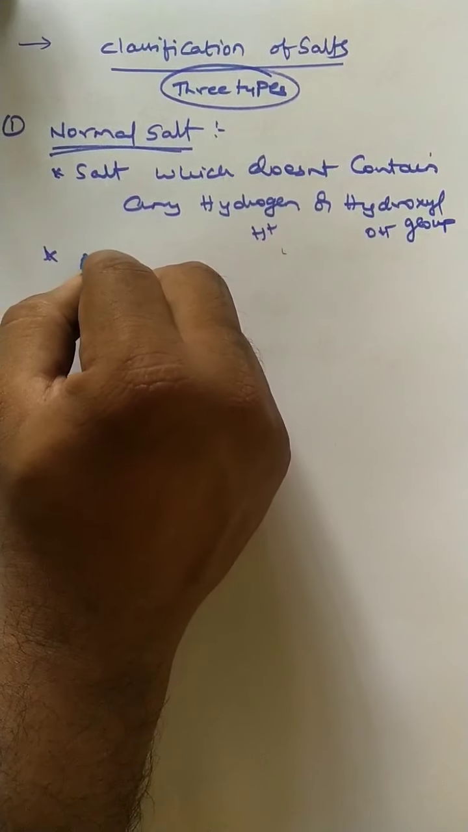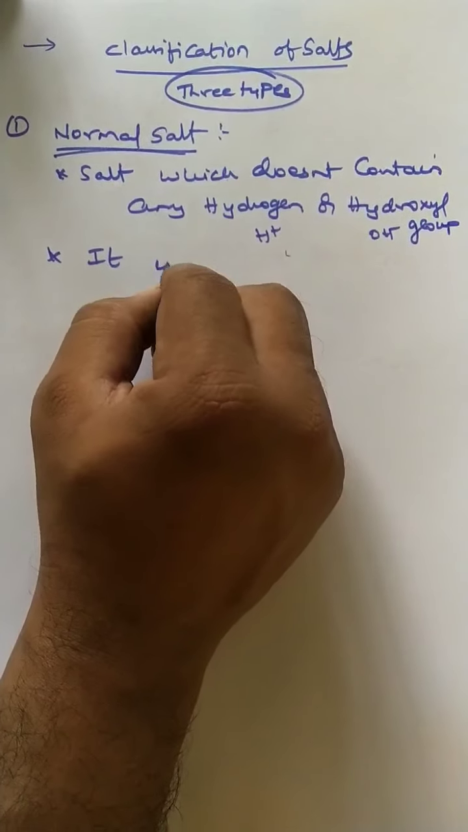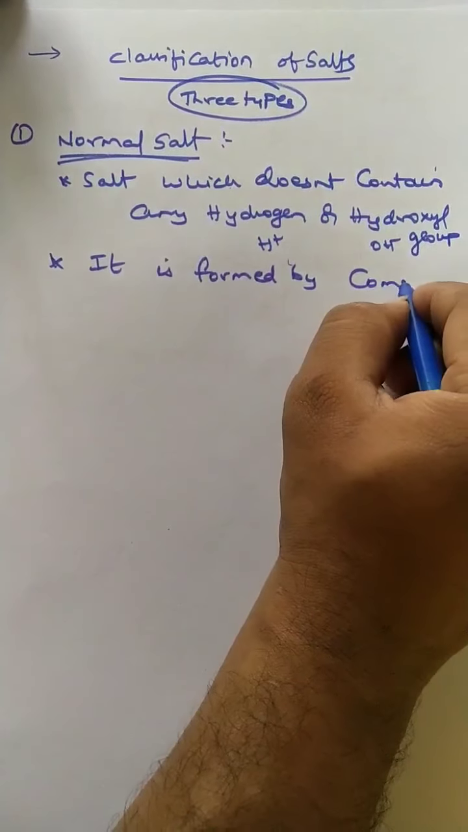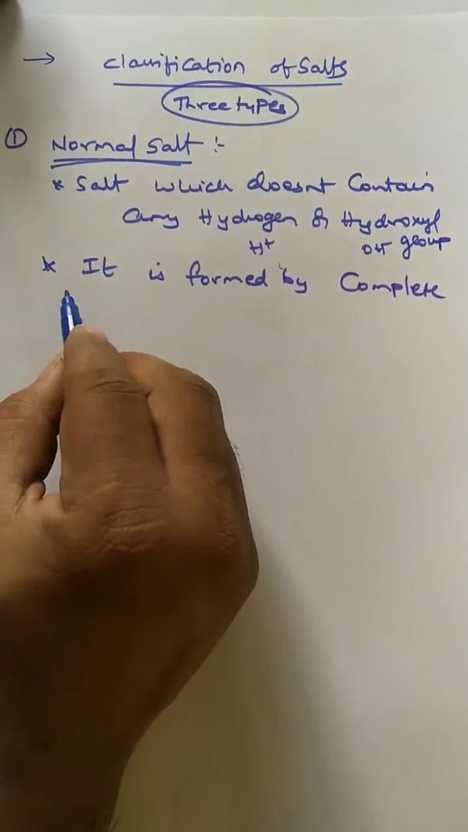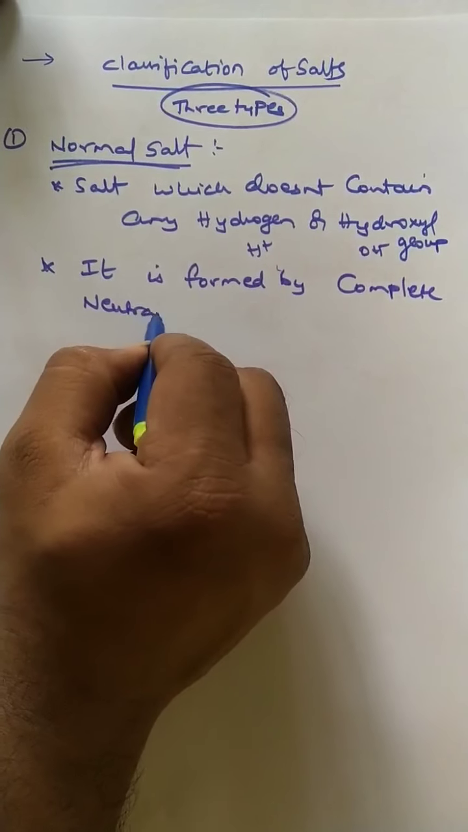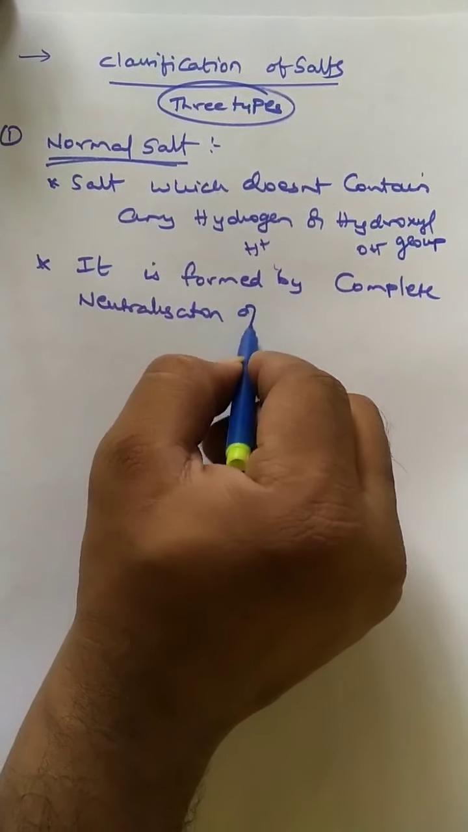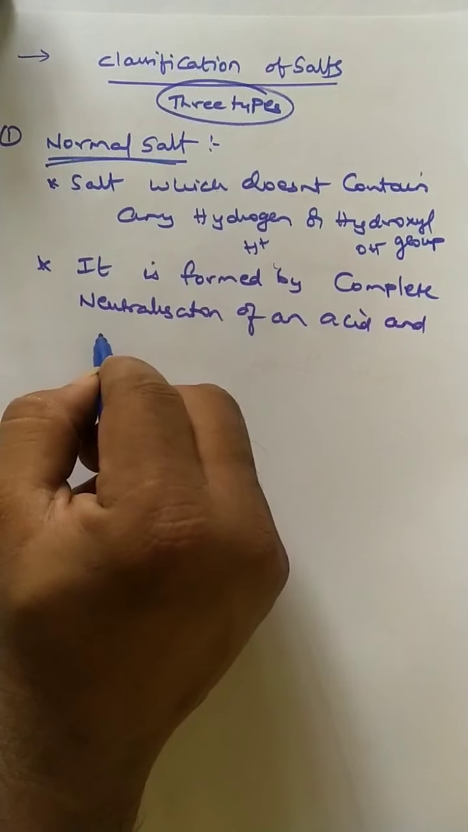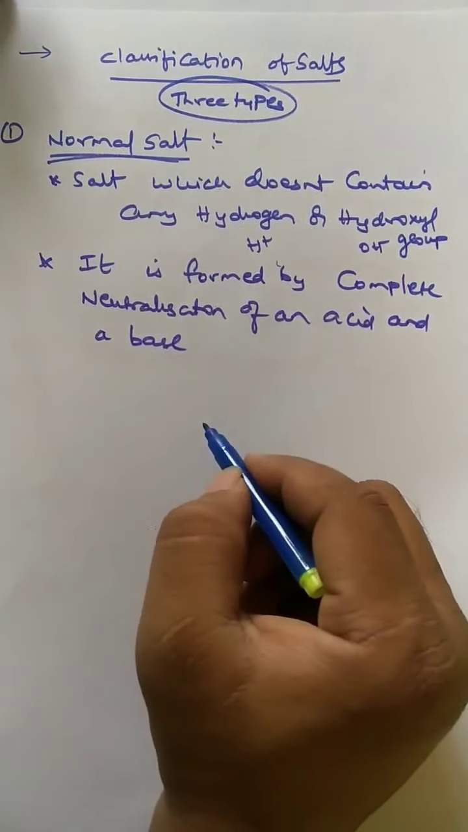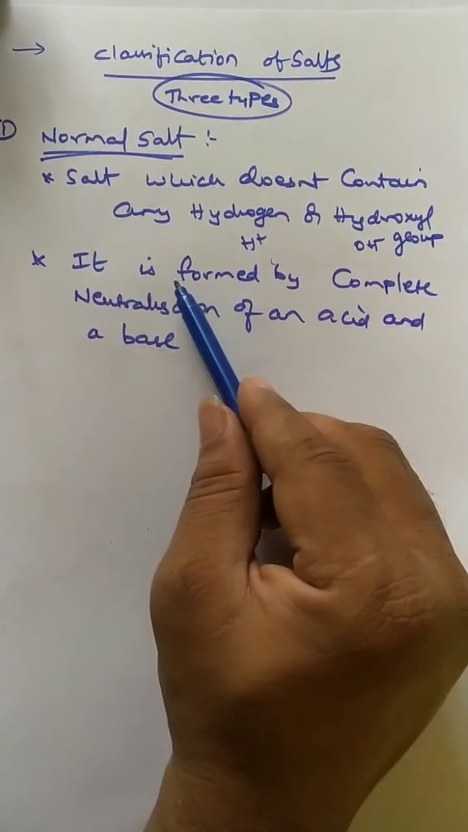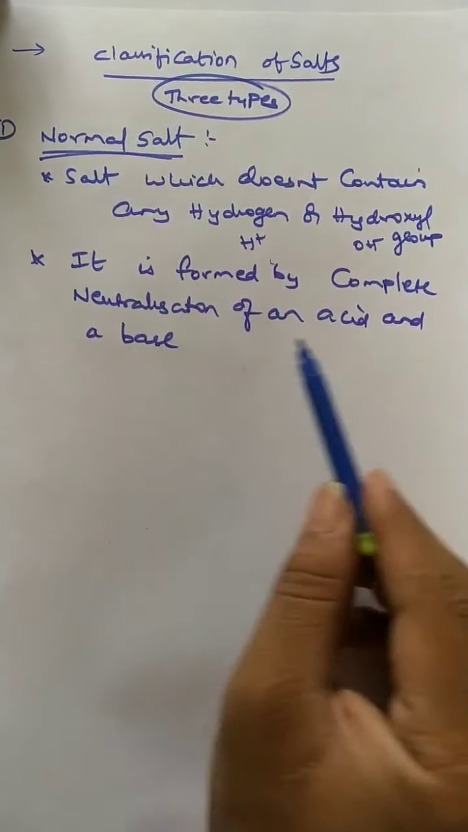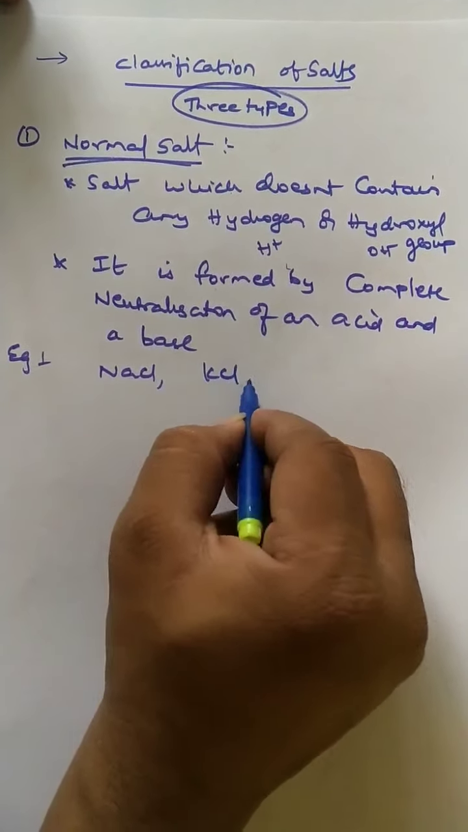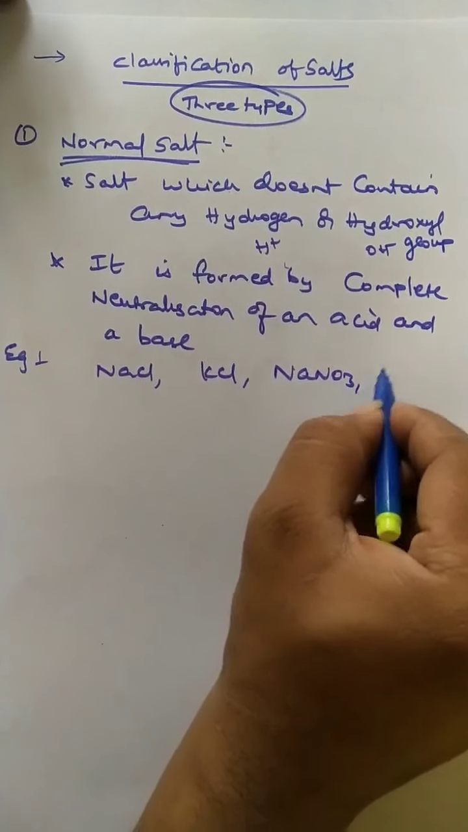So generally, normal salt is formed by complete neutralization of an acid and a base. You already know what a neutralization reaction is: acid reacts with base to form salt and water, and these normal salts are formed by complete neutralization of acid and base. Examples: NaCl, KCl, NaNO3, K2SO4.